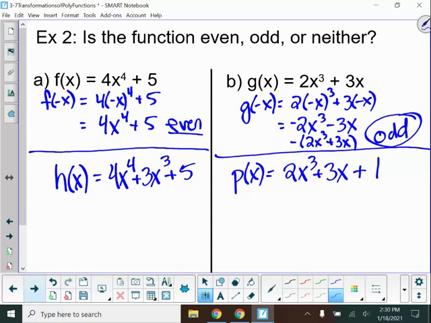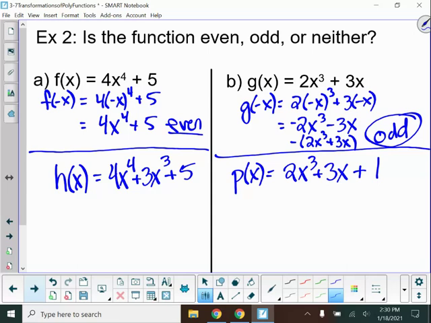As a general rule, if you're looking at polynomials, even functions have to have all even degrees or constant terms. So this 5 kind of acts as an even because it's technically typically 5x to the 0 power. 0 is considered part of the even exponents, even though 0 is not really an even number.